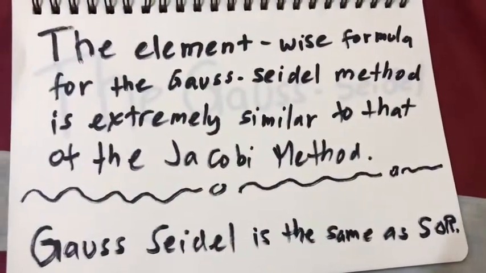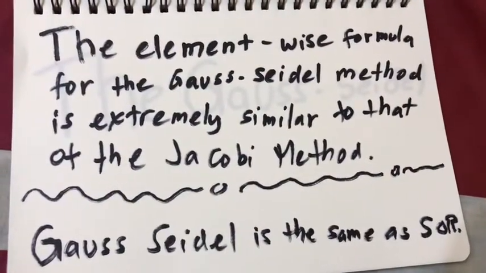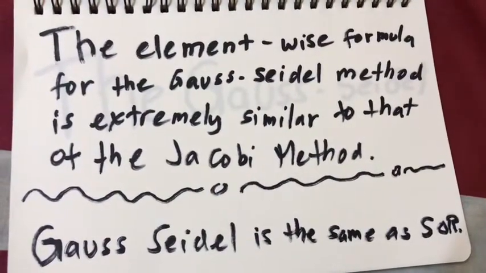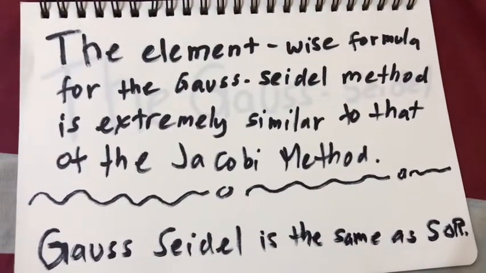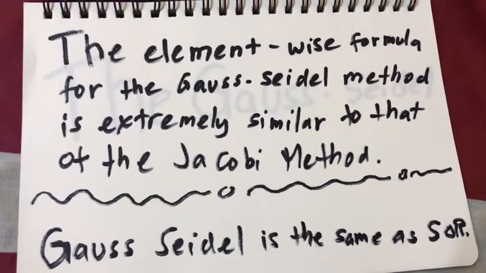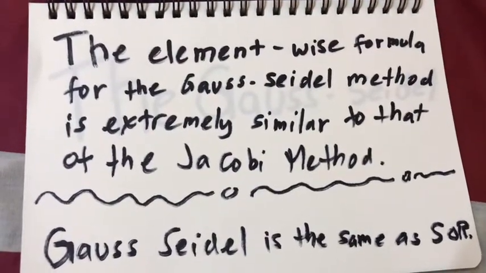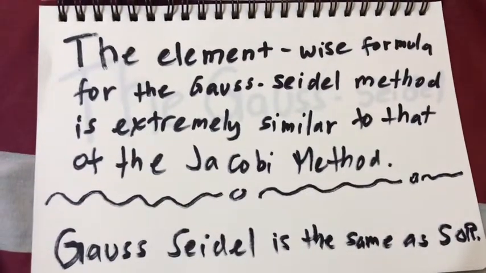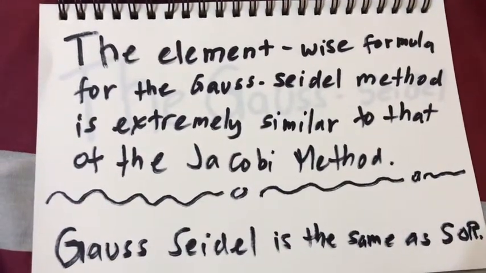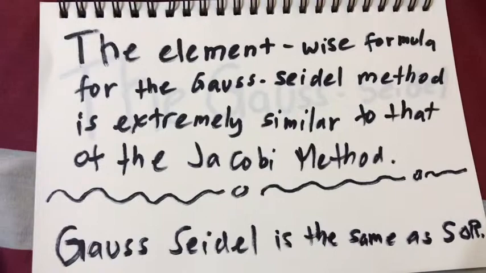The element-wise formula for the Gauss-Seidel method is extremely similar to that of the Jacobi method. The computation of x raised to k plus 1 uses only the elements of x raised to k plus 1 that have already been computed, and only the elements of x raised to k that have yet to be advanced to the iteration k plus 1.